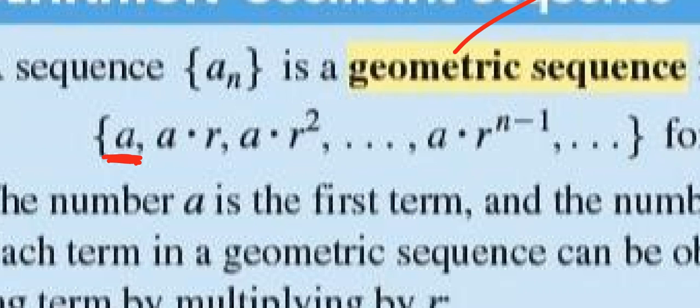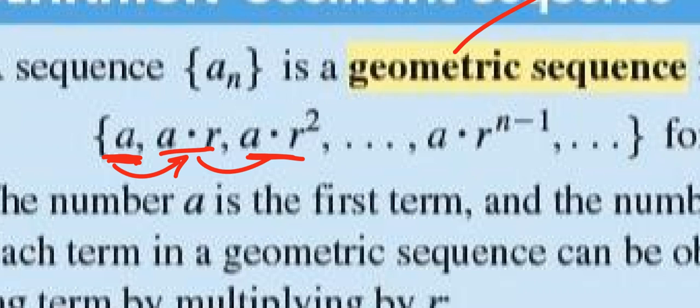You start with the letter A. It's just a number. It's a starting place. What do you do to get to the second term? You multiply by R. What do you do to get to the third term? You multiply by R again.